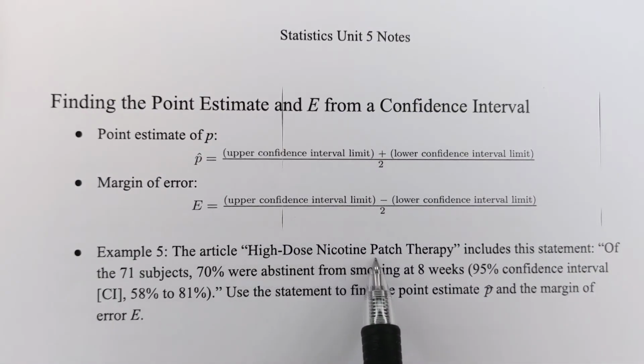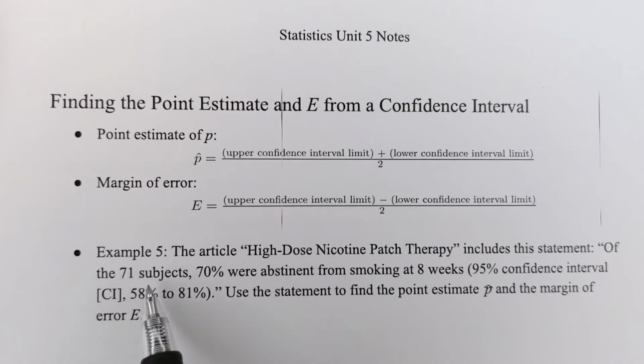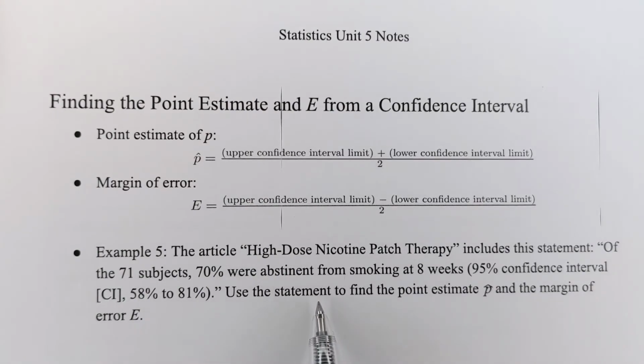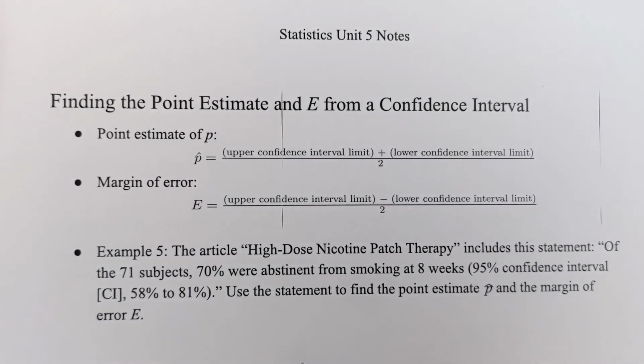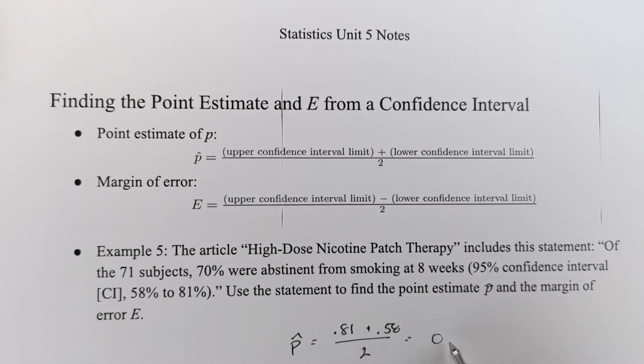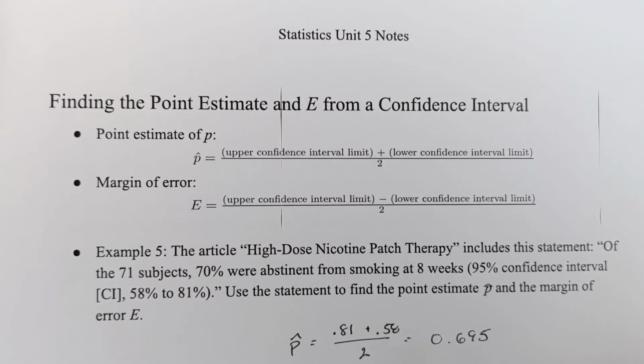So the article on high-dose nicotine patch therapy includes a statement: of 71 subjects, 70% were abstinent from smoking at 8 weeks, 95% confidence interval, 58% to 81%. Use the statement to find the point estimate p hat and the margin of error E. So the point estimate p hat is going to be the upper confidence, which is 0.81, plus the lower, 0.58, divided by 2. 0.81 plus 0.58, divided by 2, 0.695 would be your answer.